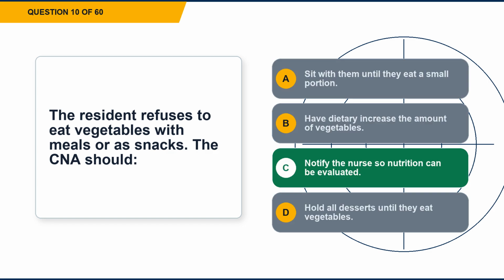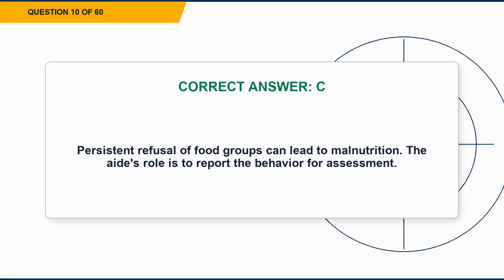The correct answer is option C. Notify the nurse so nutrition can be evaluated. Explanation. Persistent refusal of food groups can lead to malnutrition.